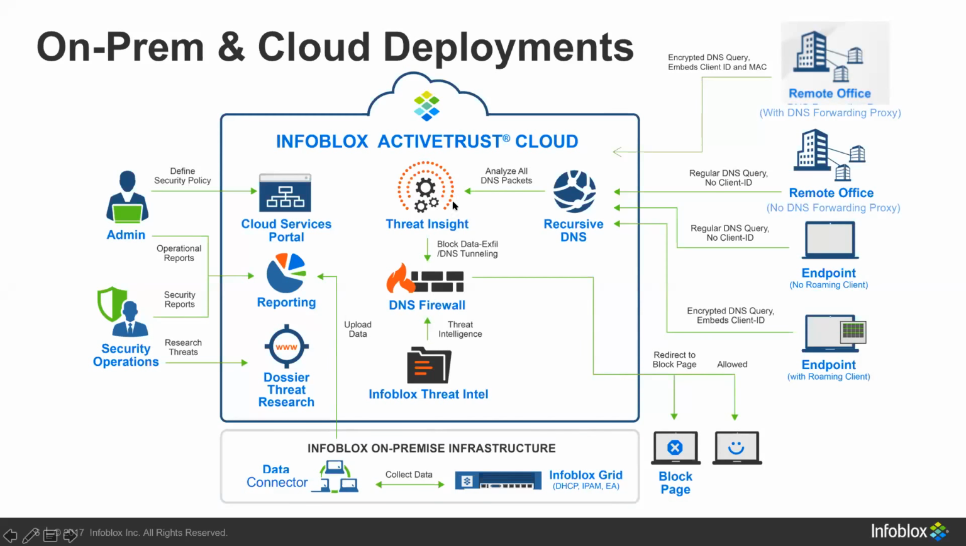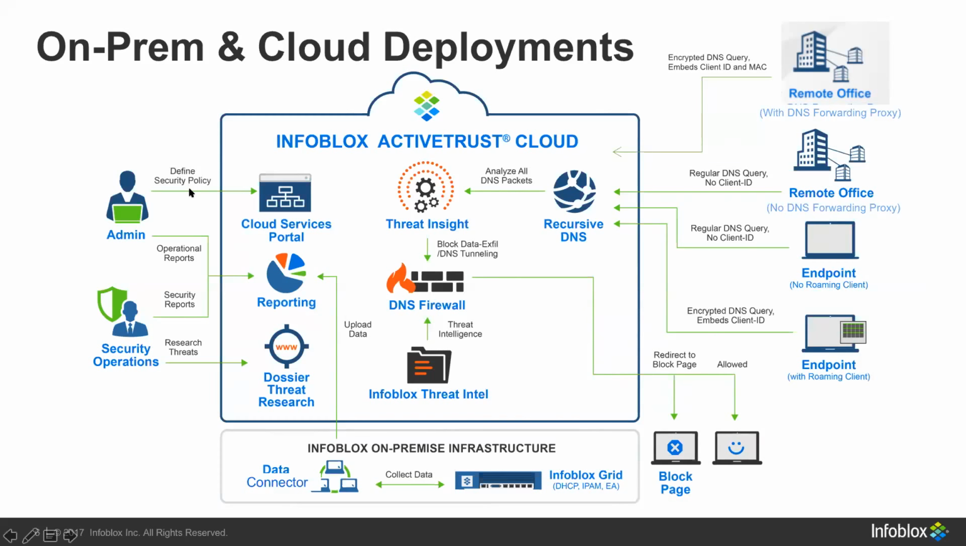So let's take a look at the center of the screen and talk about some of the different components of the ActiveTrust Cloud solution. As the DNS queries are forwarded up into our cloud, we have the recursive DNS service, as well as our threat insight. We talked earlier about the big data analytics and all the different algorithms that Infoblox deploys to inspect the traffic. Additionally, you have your unified reporting, the Dossier threat intelligence research, and our cloud services portal. Together, those are the major components that make up the solution at a high level.